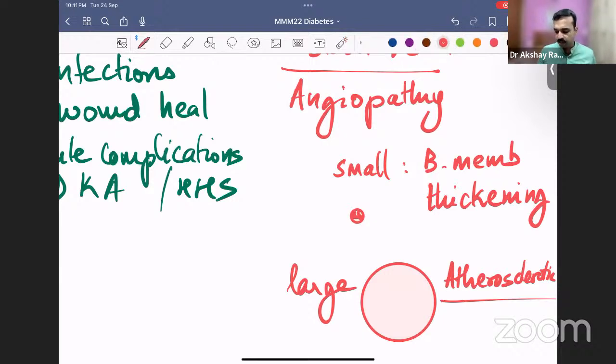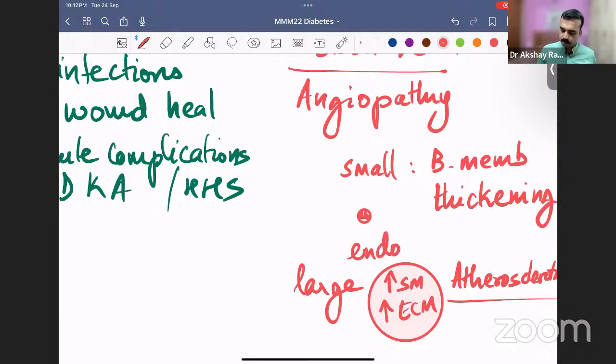So it's going to increase smooth muscle proliferation, everything that is detrimental for the large blood vessels, and enhances their risk for atherosclerosis. So increased smooth muscle proliferation, increased extracellular matrix, endothelial dysfunction. All these will happen. Endothelial dysfunction, procoagulant state. So there'll be a lot of thrombosis.